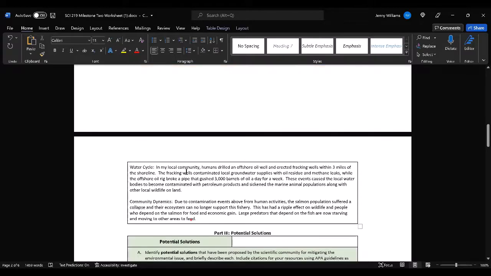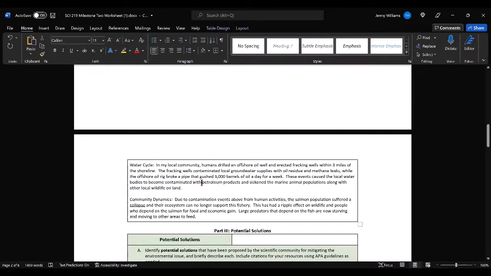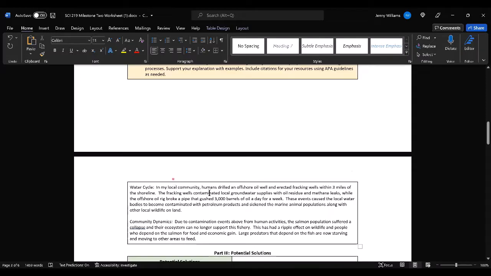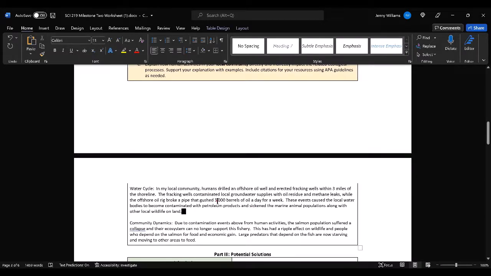So I say, hey, in my local community, humans drilled an offshore oil well and erected fracking wells within 3 miles of the shoreline. Fracking wells contaminated local groundwater supplies with oil residue and methane leaks, while the offshore rig broke a pipe that gushed 3,000 barrels of oil a day for a week. And this caused the local water bodies to be contaminated. Then I talk about, due to these contamination events from human activities, the salmon population suffered a collapse and their ecosystem can no longer support this fishery. So I am basically just saying, what happened in my community? What human actions in my community led to this overall environmental issue that we have been discussing since week 1?